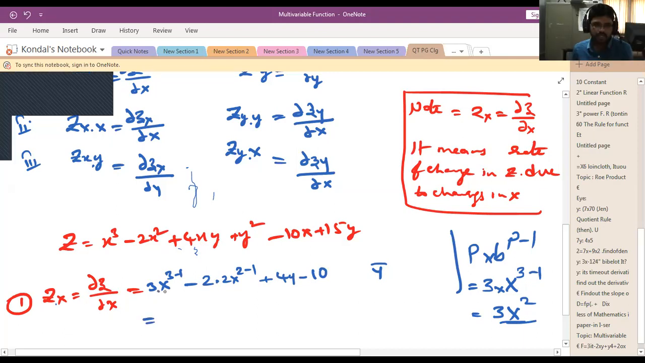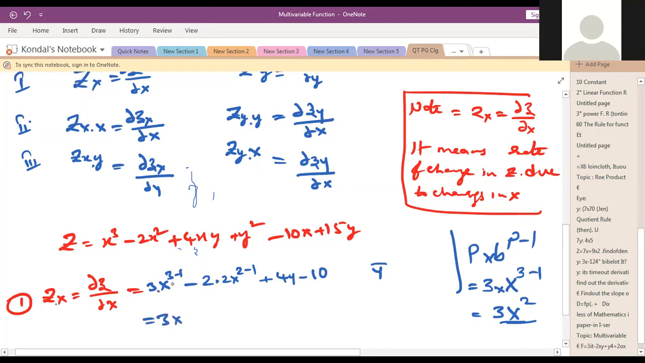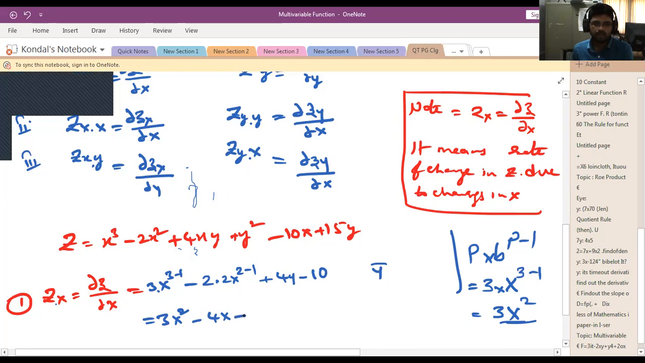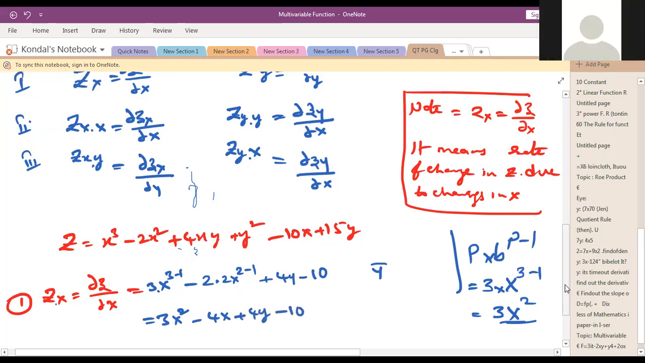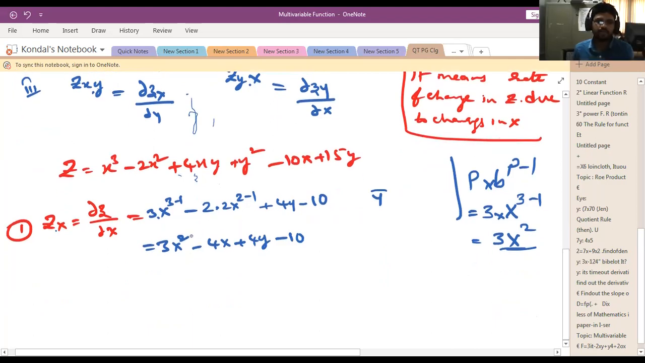Then 3 into x is 3x, 3x square, 3 minus 1. 3x square, minus 2 into 2x, 4x, minus 1. If you put 1, no problem. Then plus 4y minus 10. Is it? Have you understood this one?